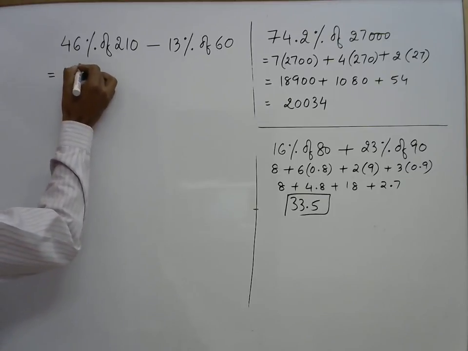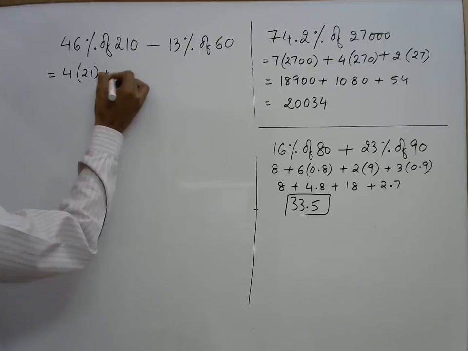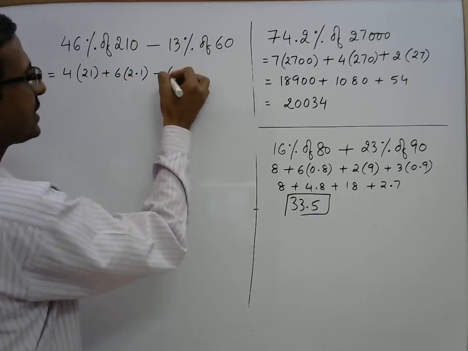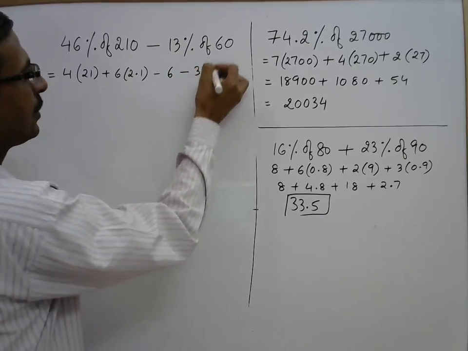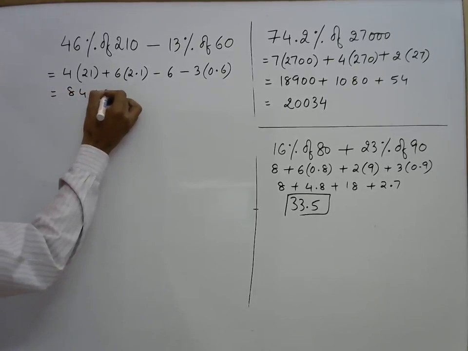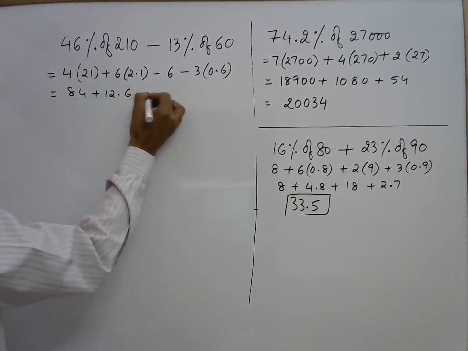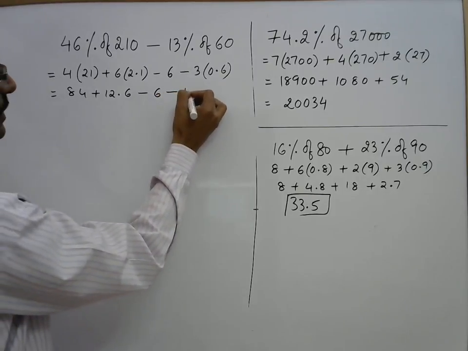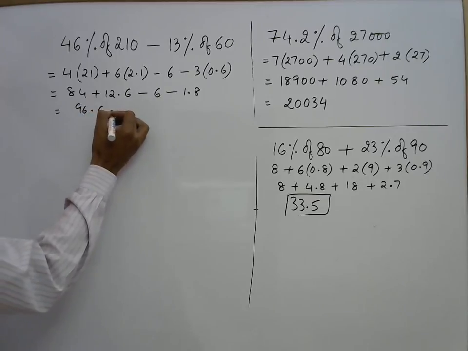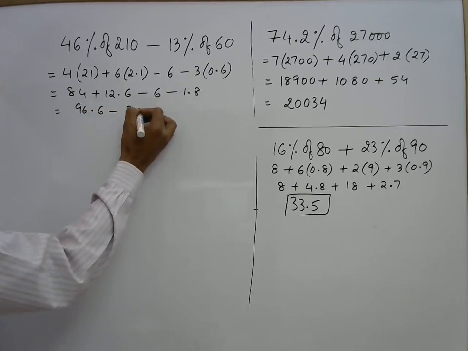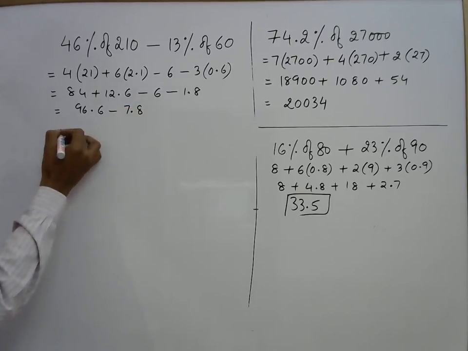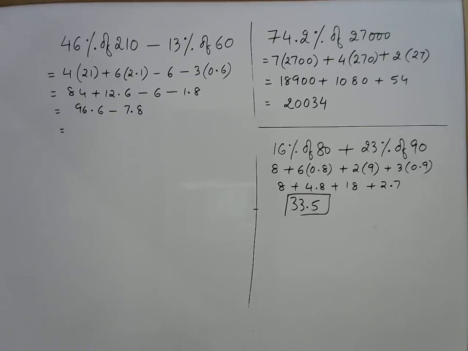So 4 into 10% is 21, 6 into 1% is 2.1. Minus 10% is 6. And minus 3 into 1% is 0.6. So 84, 12.6, minus 6, minus 1.8. So 84, 96.6, minus this is 2.4. I'm sorry there. This is 7.8. So now you can subtract and tell me the answer.